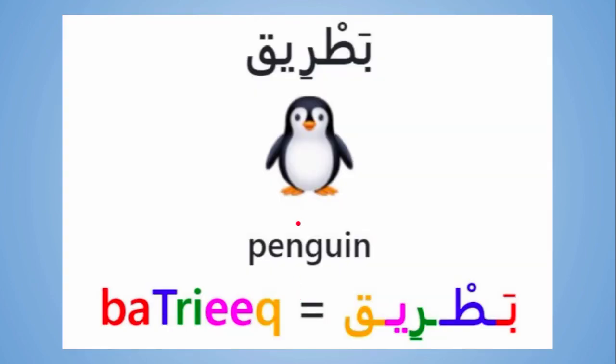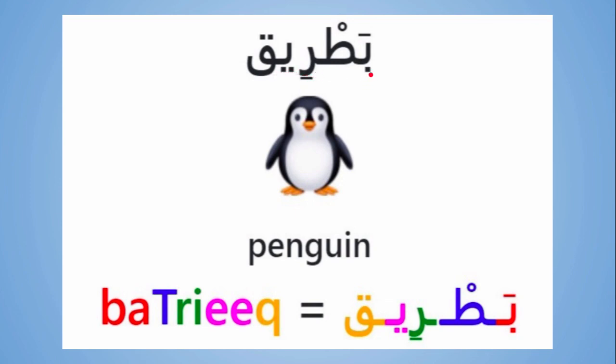And using this knowledge about the sounds of letters and the sounds of diacritics combined, now we can actually start to sound out words, which is the real step of reading Arabic. So here we have the word for penguin. When we break it down, we find that it starts with the letter ba, and then ta, and then ra, and then ya, and then qaf.